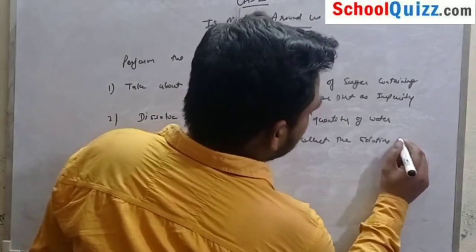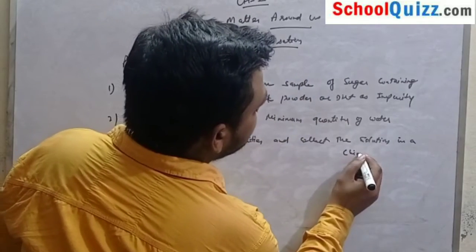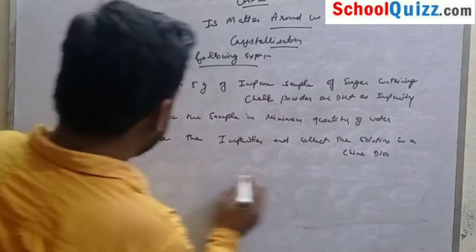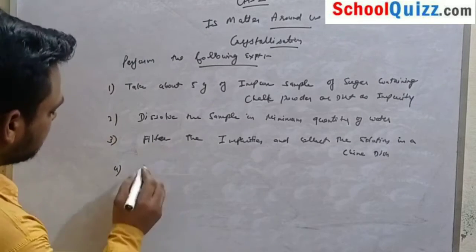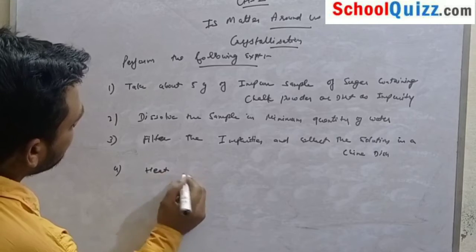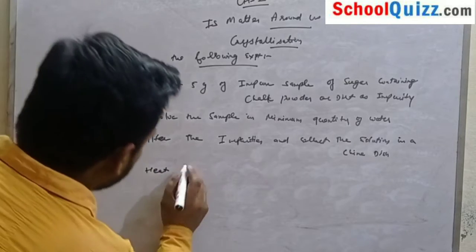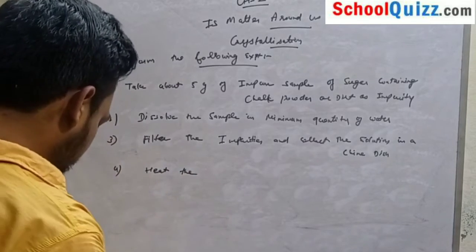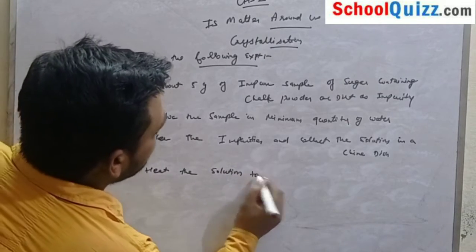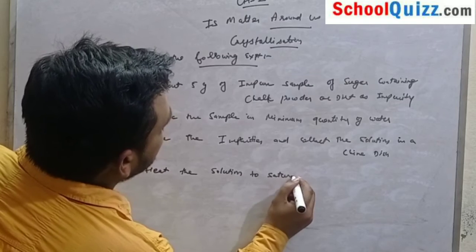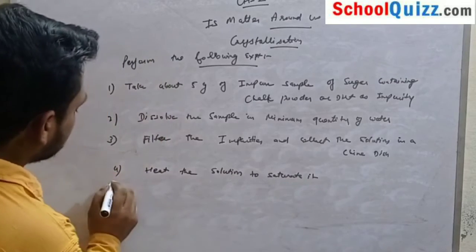in a china dish. Fourth one is, heat the solution to saturate it.